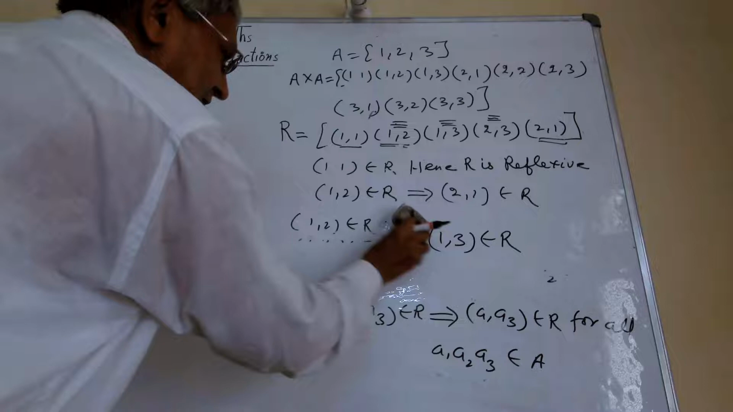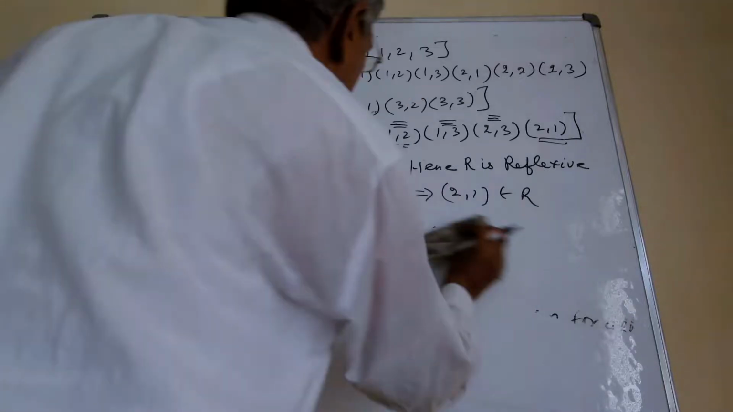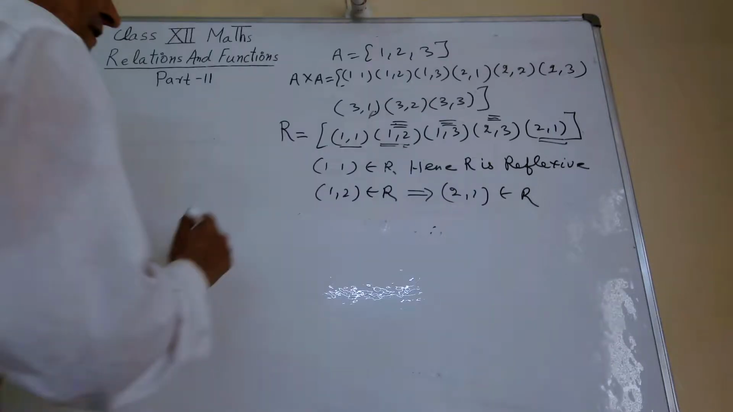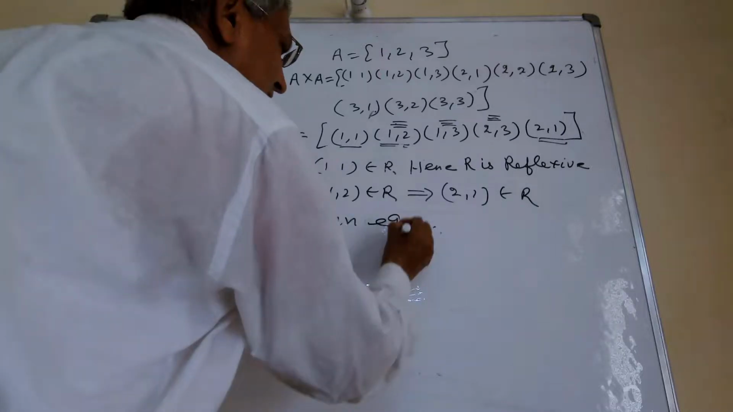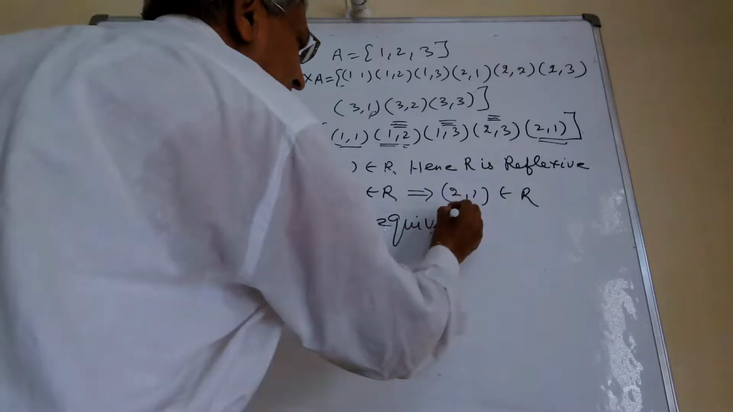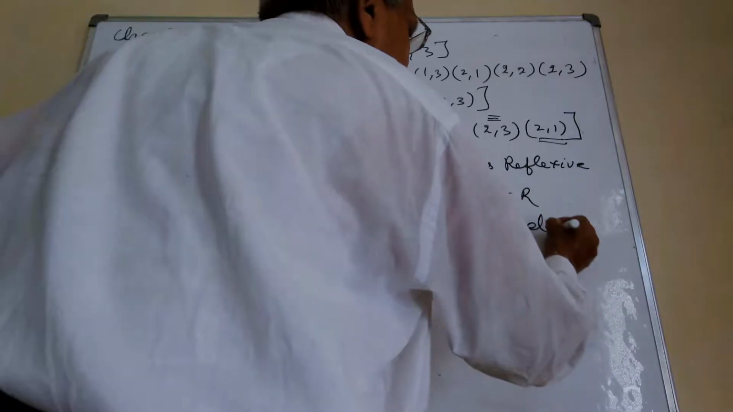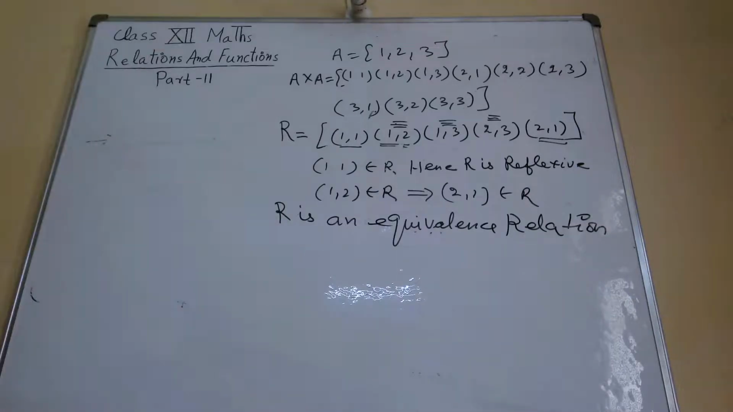I think you have understood my point. These three conditions are satisfied, hence R is an equivalence relation. This relation is very important. I am going to take you one more example.